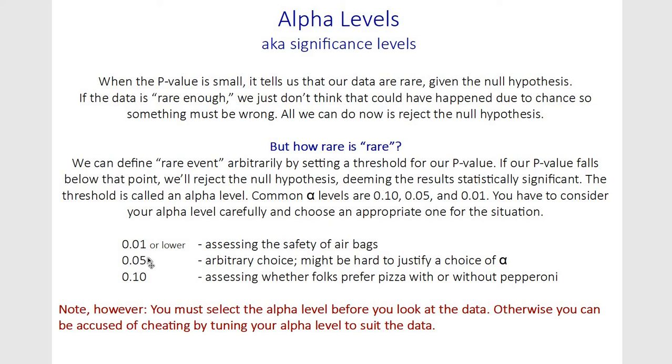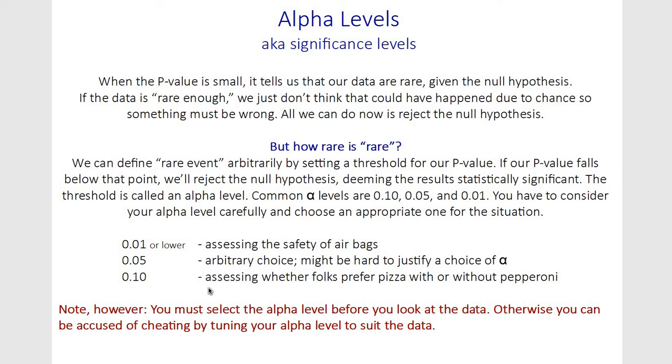0.05 is kind of like your catch-all. Okay, that's like if you're not sure, you just pick 0.05 and kind of see where it goes. Okay, 0.10 is, well, it doesn't need to be super, it's not as important, so to say, as safety of airbags. Like this one is assessing whether folks prefer pizza with or without pepperoni. That's probably a big change in guesses, right? So having a 0.10 p-value would probably be more acceptable.